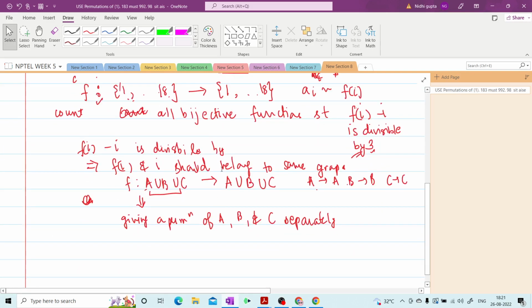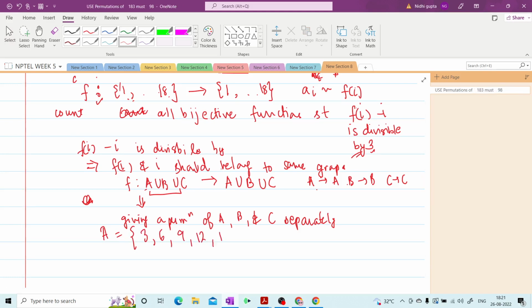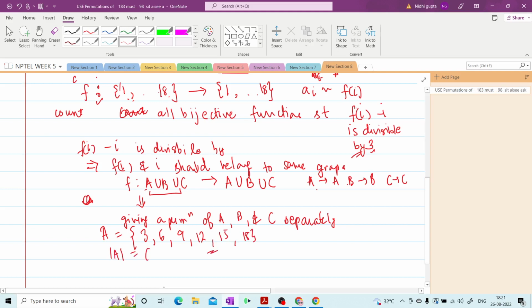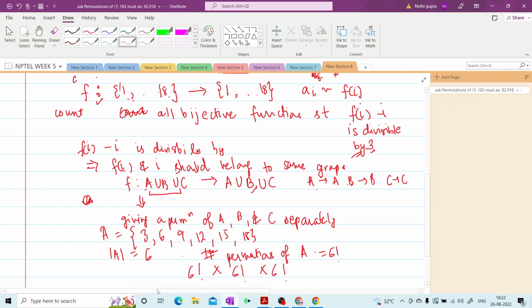Now your A is basically the multiples of 3, which is 3, 6, 9, 12, 15, 18. So what are the permutations of this set A? The order of A is 6. What is the number of permutations of A? 6 factorial. The number of permutations of A is 6 factorial, and similarly the number of permutations of B is 6 factorial. So your answer is 6 factorial into 6 factorial into 6 factorial: permutations of A, permutations of B, and permutations of C. Is this fine?